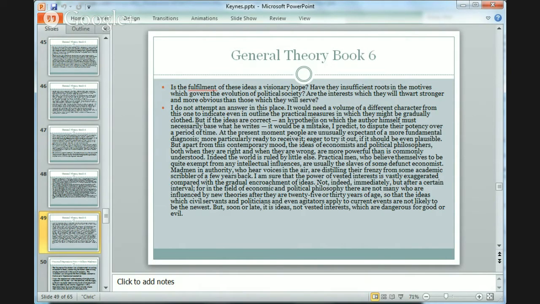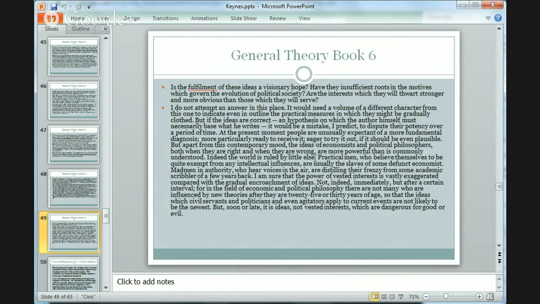But if the ideas are correct, and they are the hypothesis on which the author himself must necessarily base what he writes, it would be a mistake to dispute their potency over a period of time. At the present moment, people are unusually expectant of more fundamental diagnosis, more particularly ready to receive it, eager to try it out. It should be even plausible, but apart from the contemporary mood, the ideas of economists and political philosophers, both when they are right and when they are wrong, are more powerful than is commonly understood.